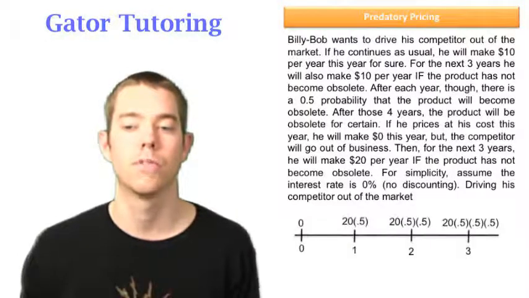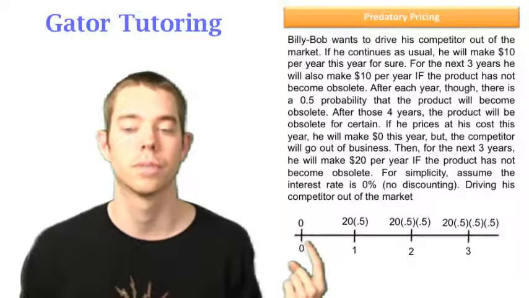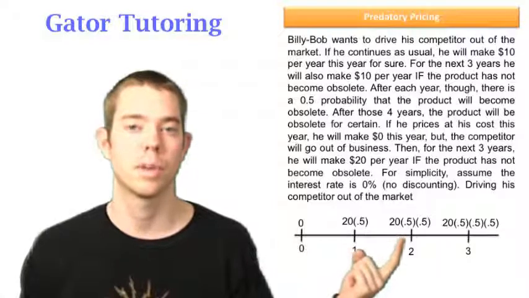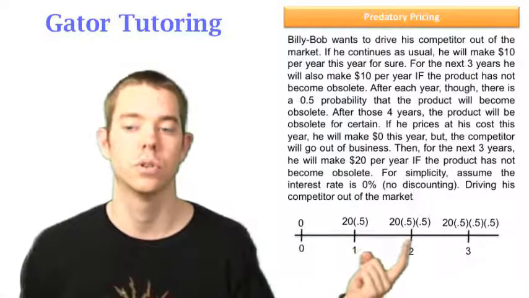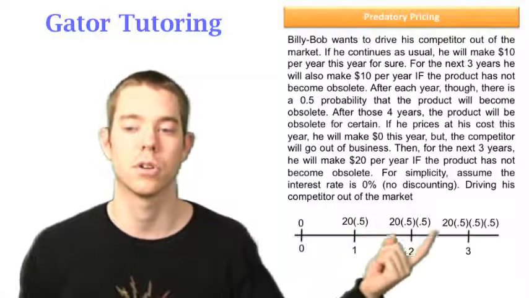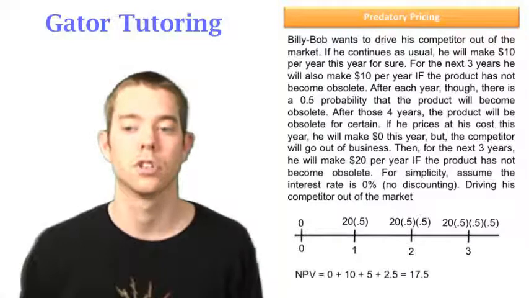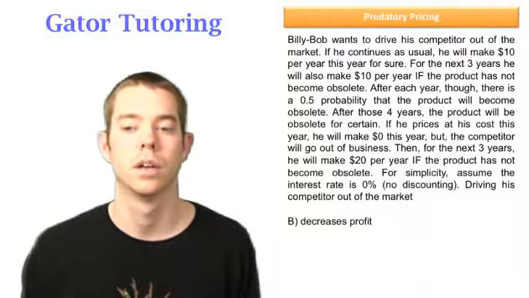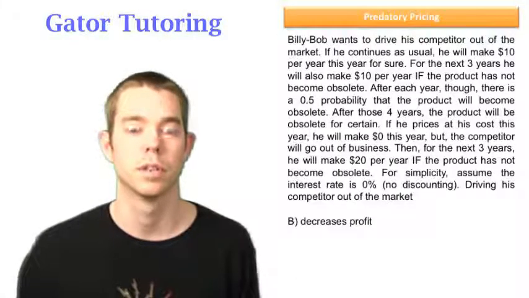Well, if he predatory prices, he'll make $0 this year. There's a 50% chance he'll make 20 in year 1. And then again, there's a 25% chance, therefore, he'll make 20 in year 2, and a 12.5% chance, rather, he'll make 20 in period 3. So we add all those up, 0 plus 10 plus 5 plus 2.5, and again, there's no discounting, so the net present value is 17.5 if he predatory prices. Therefore, we can conclude that predatory pricing is going to decrease profit. So he would rather not predatory price or continue as usual.